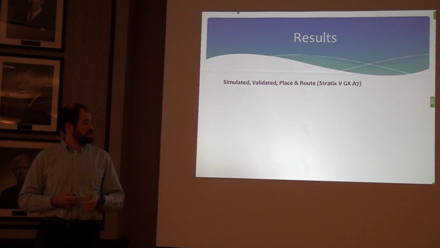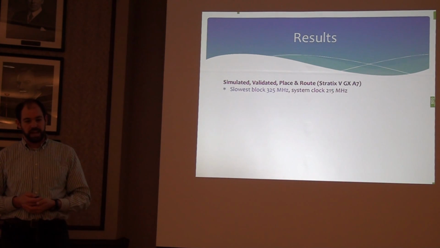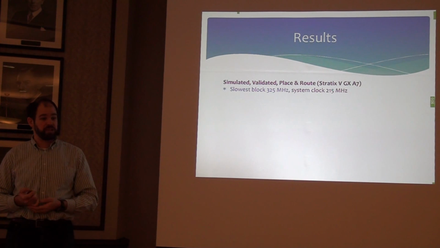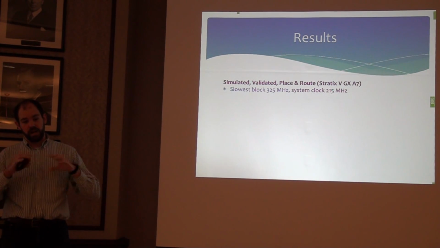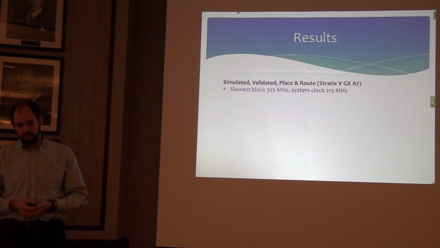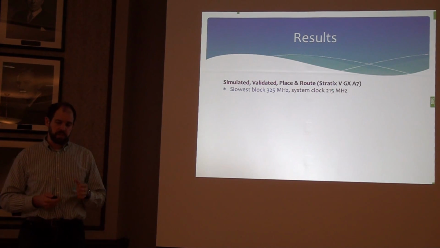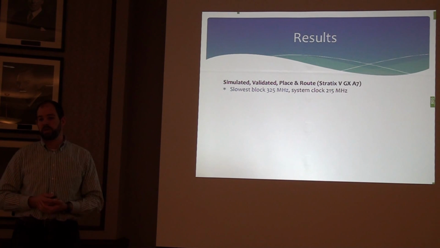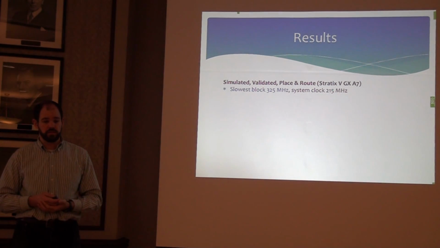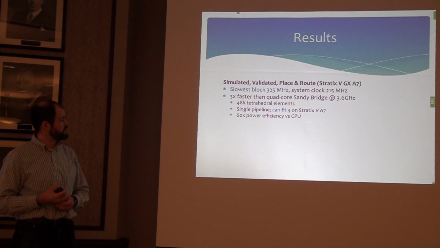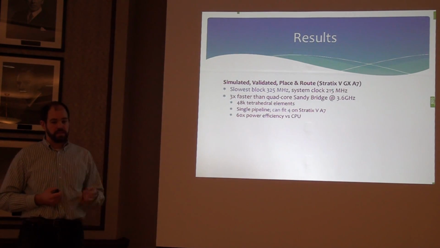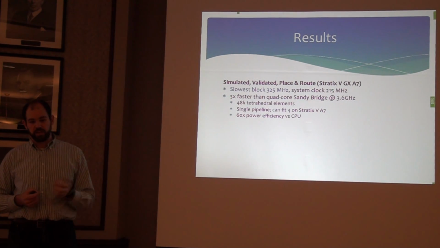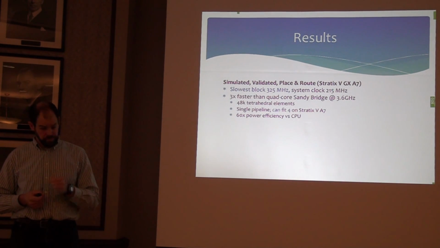So I took that, simulated it, validated, placed and routed on a Stratix 5. Slowest block ran at 325 megahertz. The unoptimized system all jammed together runs at 215, which I think is a decent result, but there's certainly a gap there that could be addressed by better pipelining between the stages, which I think will be quite easy to do. Net result is it's 3x faster than a quad-core Sandy Bridge with this highly optimized baseline implementation.